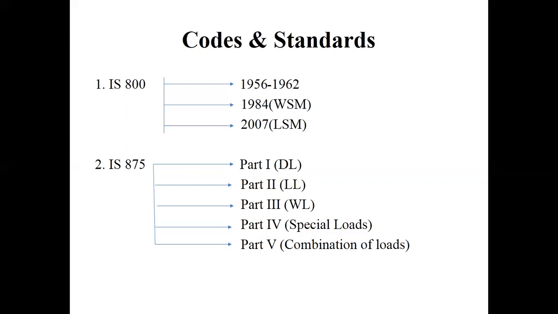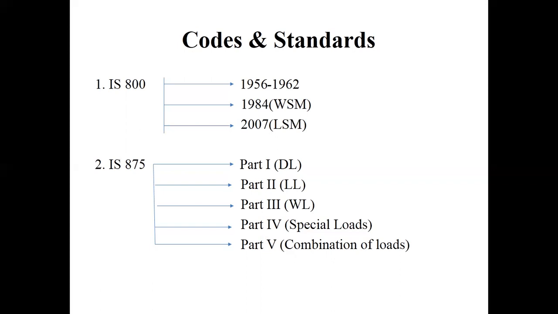Next, we are talking about the loads acting on steel structures. There are different types of load: dead load, live load, wind load, and some special loads. Special loads means snow loads and the like. And the last one is the combination of these loads. For dead load, they will be using IS 875 part 1. Now note down the year of IS 875, which I didn't mention in this slide: IS 875, 1987. Part 1 of this code is used to find the dead load.